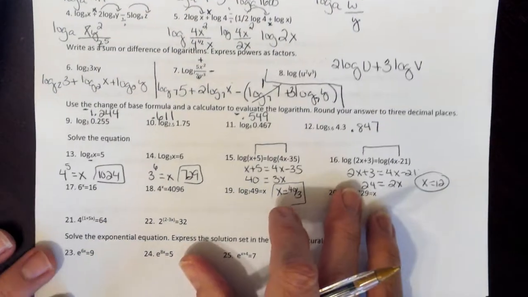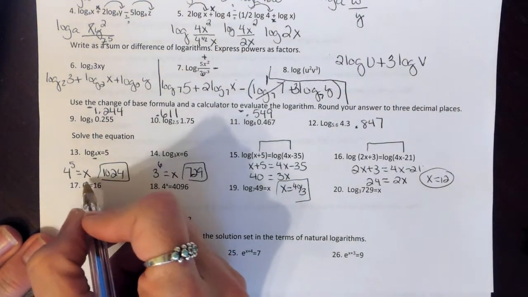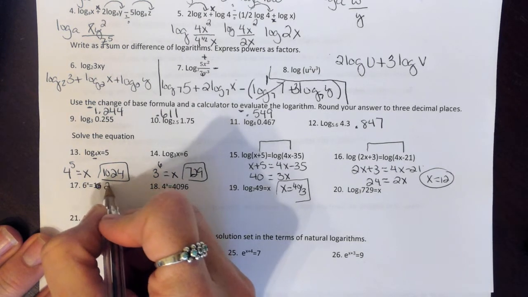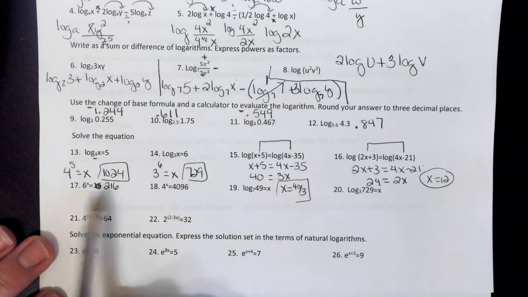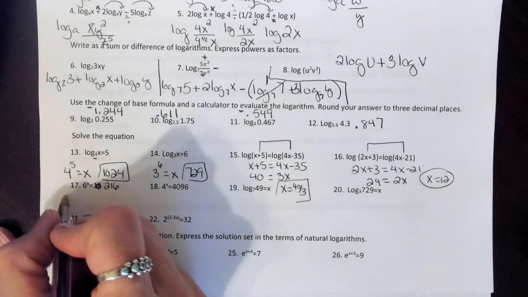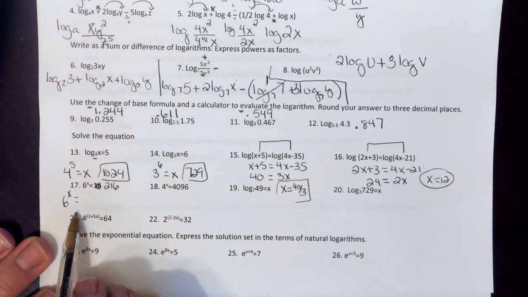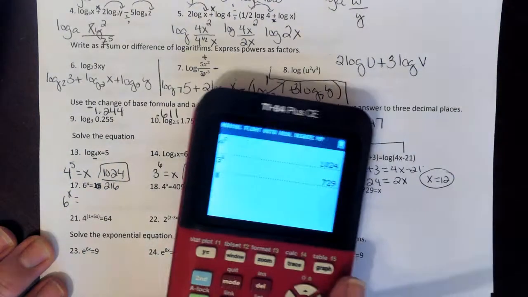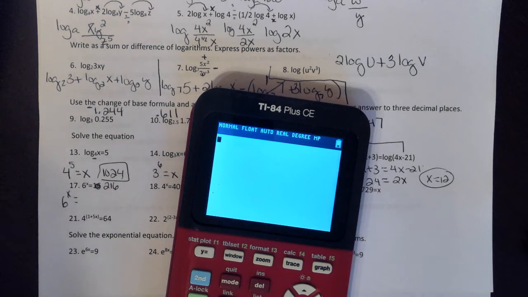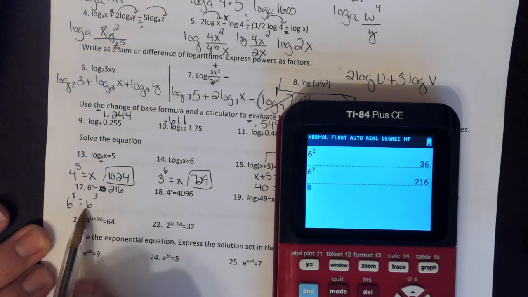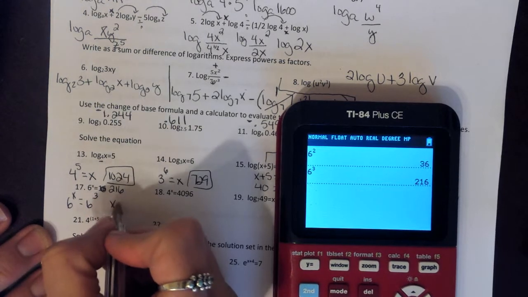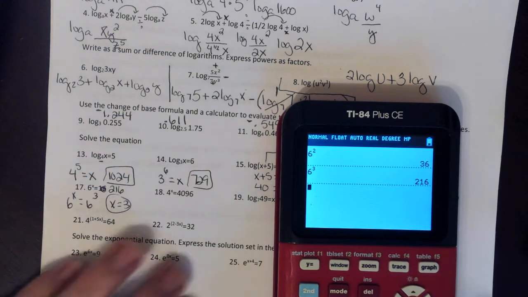Okay, on number 17 is the typo. It should be 6 to the x equals 216, not 16. So when you have an exponential equation, you try to get like bases. So I have 6 to the x, and I'm trying to figure out, is there a number 6 to some power that equals 216? So you just go check. So I'm going to do 6 to the second, not it, 6 to the third, oh, there it is, 6 to the third. Now that I have like bases, I can make those equal, so x equals 3.